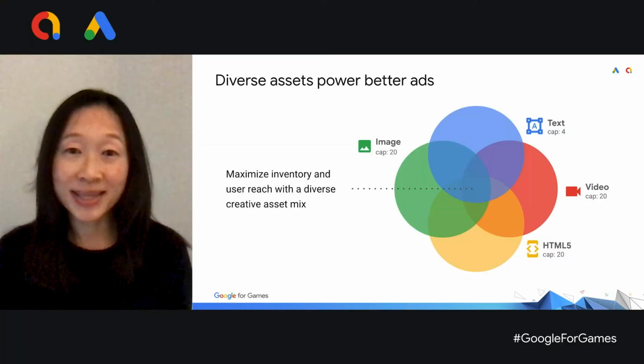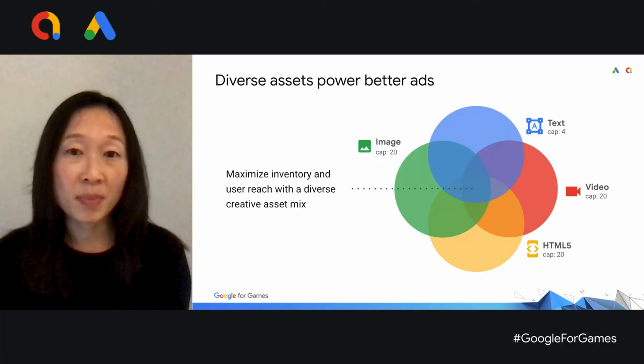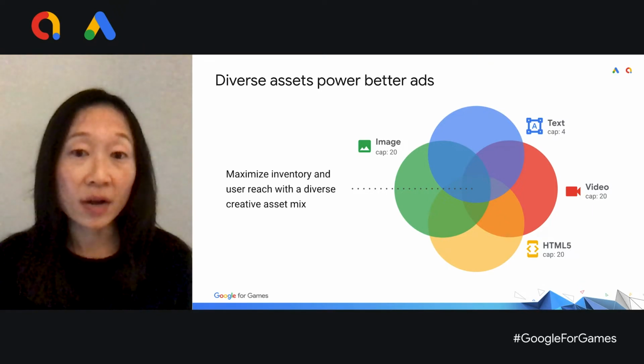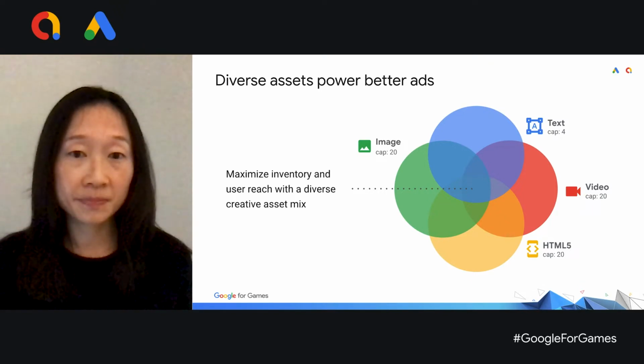We just saw 2 great examples of game developers who found success using app campaigns to grow their business. But one question we hear a lot is, what exactly goes into app campaigns and how do I drive better performance? You can get the most from your app campaigns by providing diverse and high-quality creative assets so that Google's algorithms can go to work for you.